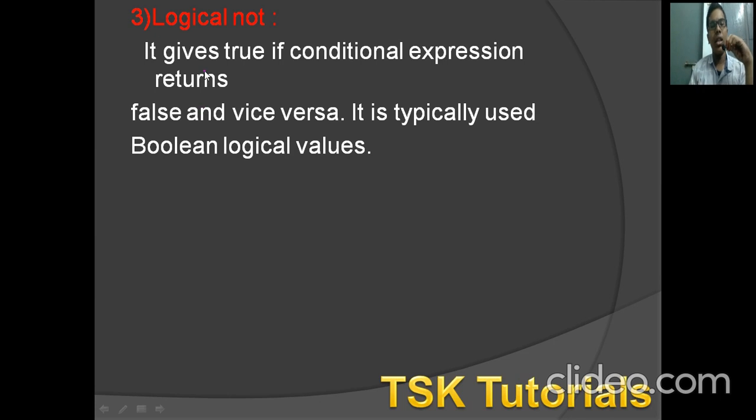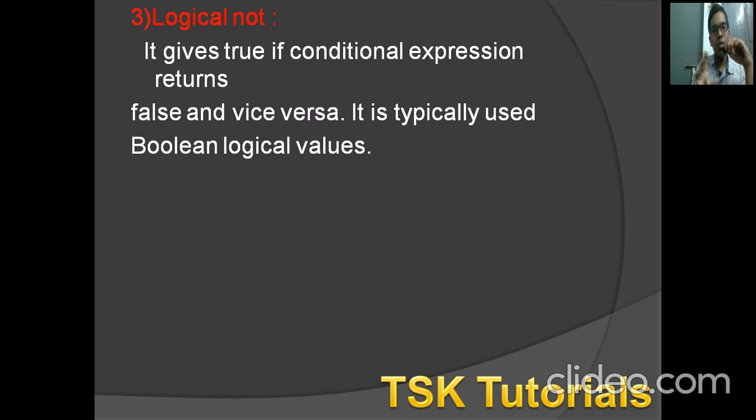What does a NOT gate represent? A NOT gate represents the converse of the input. If the system is on, the NOT gate will give it as off. If the system is off, it will give it as on. In the same way, here in this coding, if it is true, the output will be false. If it is false, the output will be true. It gives true if the conditional expression returns false, and vice versa.